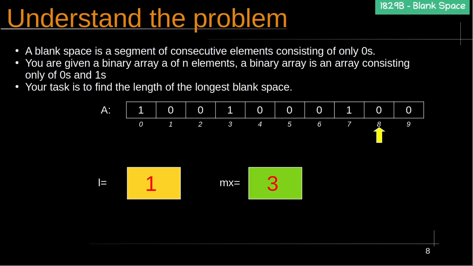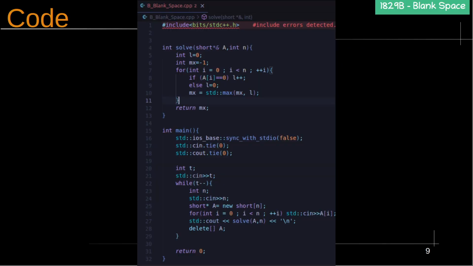It becomes 1 because we have 0. At the next position we have 0, 2, it becomes 2. So that sequence is equal to 2. But previously we have found a sequence of length 3. So our longest blank sequence is equal to 3.